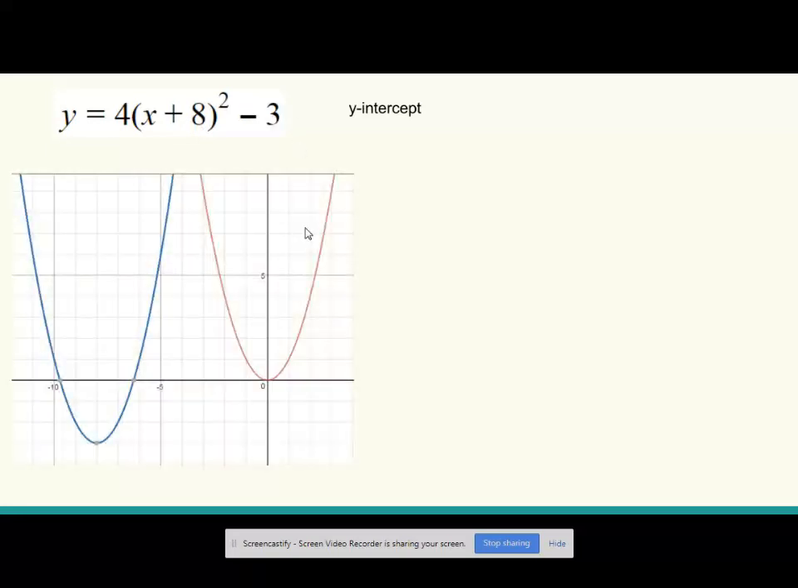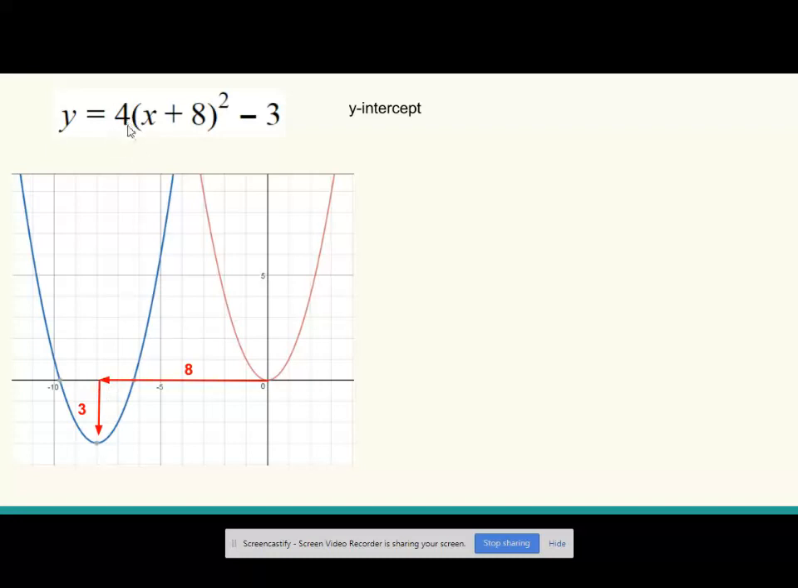So here's what it would look like without the scale factor. I'm ignoring this 4 for now. We've got our parent function here. Here's that original parent function. The plus 8 is going to move it to the left 8. The minus 3 is going to move it down 3. So the vertex of that parabola went left 8, down 3.